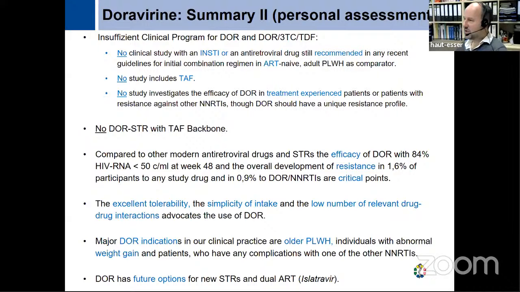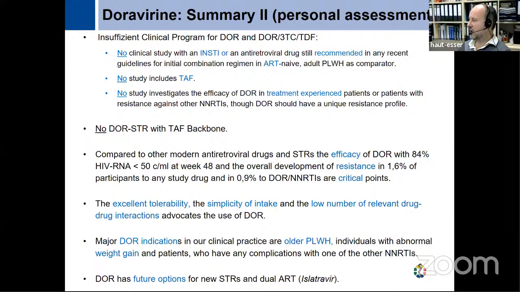But a great advantage of Doravirine from my point of view is the excellent tolerability, the simplicity of intake, and the low number of relevant drug-drug interactions. So if you want to have a regimen with low adverse events, Doravirine is a good option. In our cohort so far, Doravirine is mostly used in aging or older people living with HIV. We decide in individuals with abnormal weight gain to use Doravirine, and we have some good experience with this. And we also use this if we have complications with other NNRTIs.